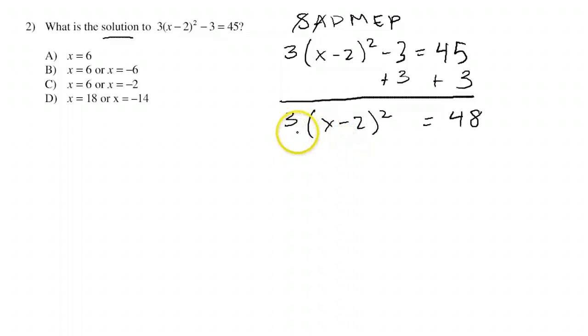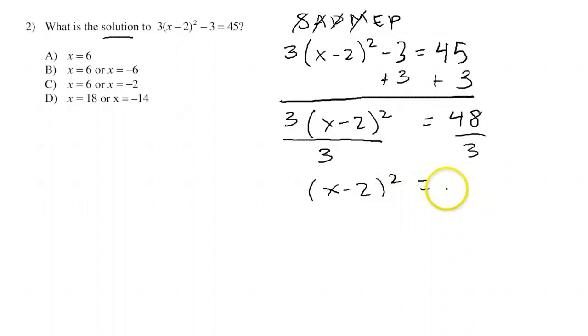Second, we want to cancel out multiplication and division. So we have to divide this. Remember, you cannot distribute this when there's a squared here, because with exponents, you can't multiply before you apply the exponent. So we can only undo this by dividing by 3. 48 divided by 3 is 16.